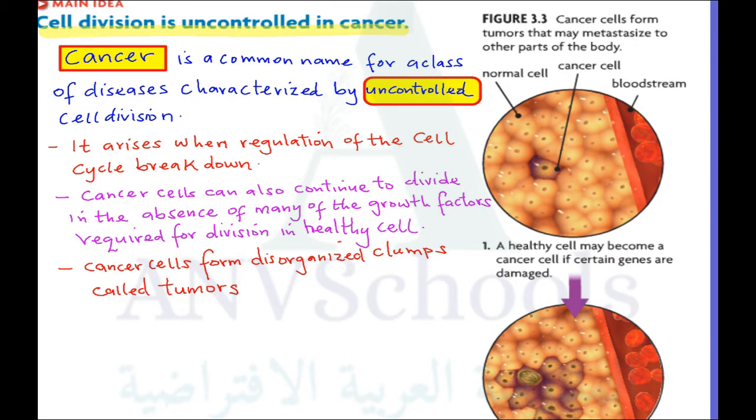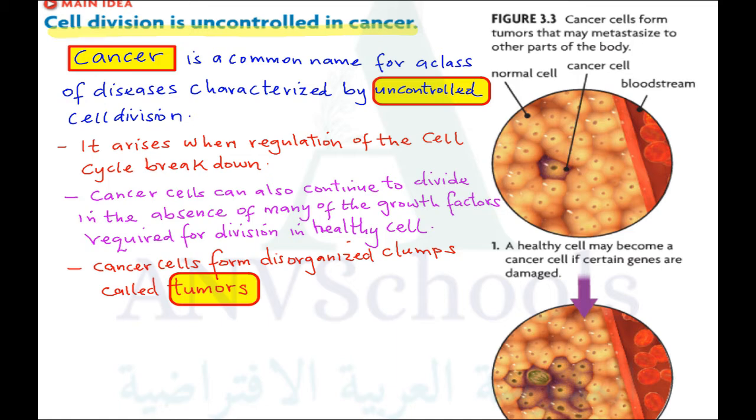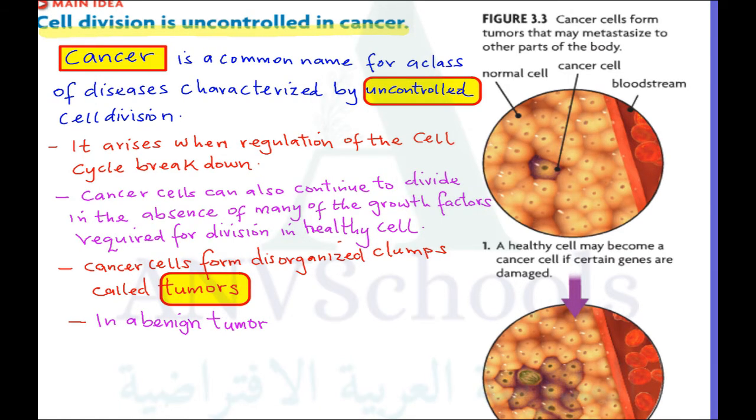A tumor of cancer cells may either be an organized one or a disorganized one. We mean here that the tumor can be removed without harm, or it may cause harm to the organism. So tumors are categorized into two. One example is a benign tumor.